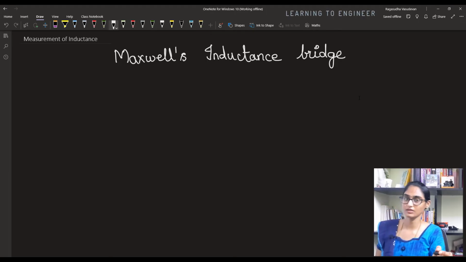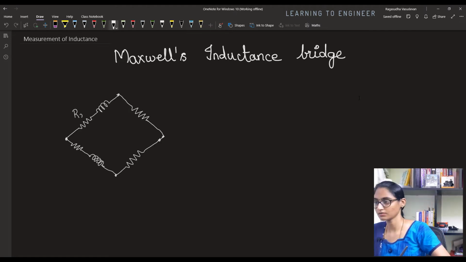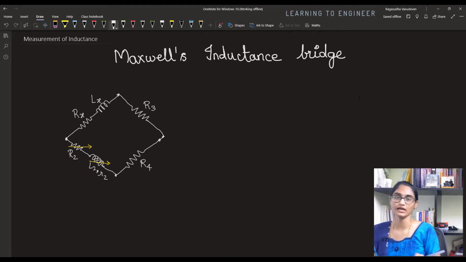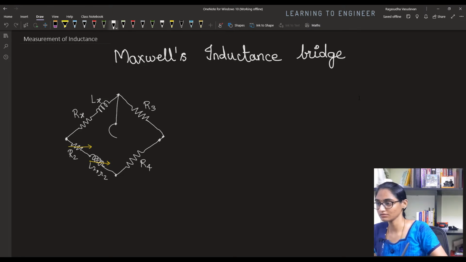This is called Maxwell's inductance bridge. It has one arm of unknown resistance. This is the unknown resistance, let me mark it as Rx. This is the unknown inductance Lx. Let me mark this to be R2 and this to be L2, but it also contains a small resistance, small r2. Both of them are variable. This resistance is R3 and this is R4. R3 and R4 are standard known resistances. You have a detector connected between these two terminals and you have a battery connected to this terminal.